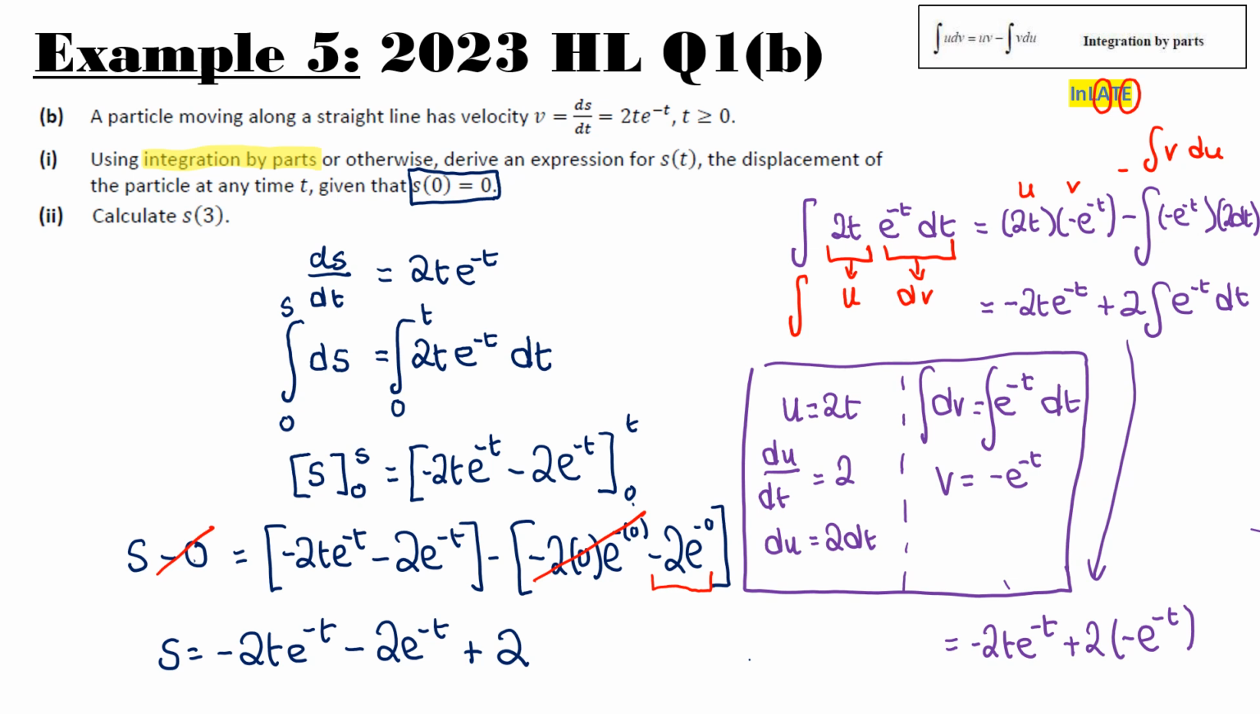So then part 2 here asks us to calculate s of 3. So what is s when we sub in 3 for t? So s of 3 is going to equal minus 2 times 3 e to the power of minus 3 minus 2 e to the power of minus 3 plus 2.